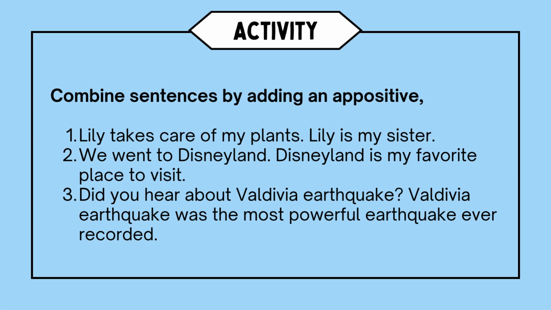So how can we make this one sentence? How can we combine these two sentences? We went to Disneyland, comma, my favorite place to visit. Period. Done. This is a sentence that has an appositive. My favorite place to visit is an appositive that describes Disneyland.